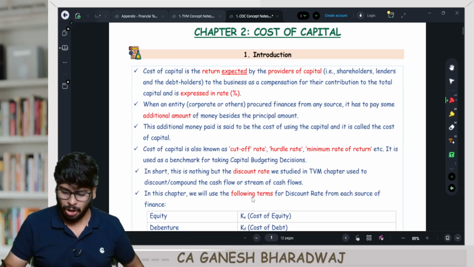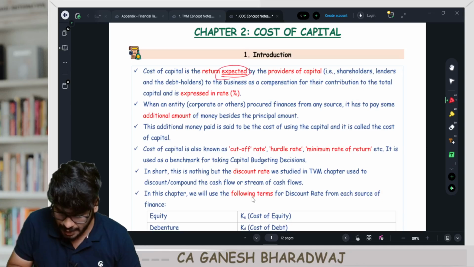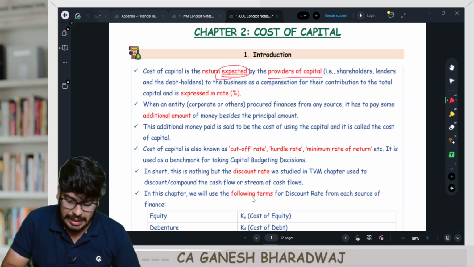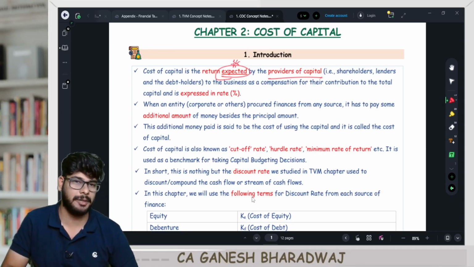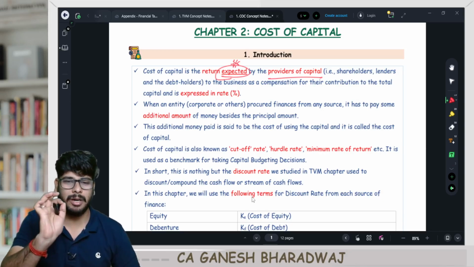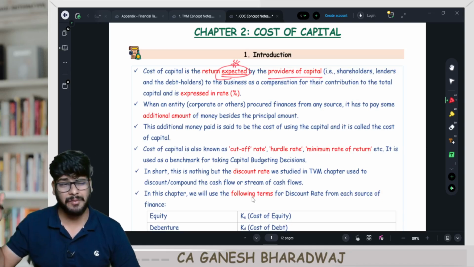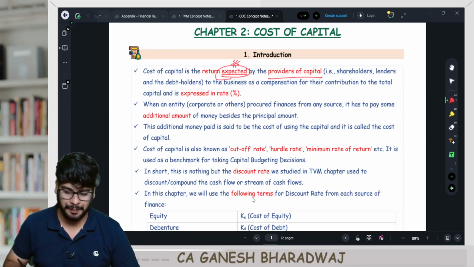Cost of capital refers to the return expected by the providers of capital. This word expected is the most important word in this chapter because I will just give you a hint right now and leave it there. When we are doing the sums, I will walk you through the spirit behind this word.